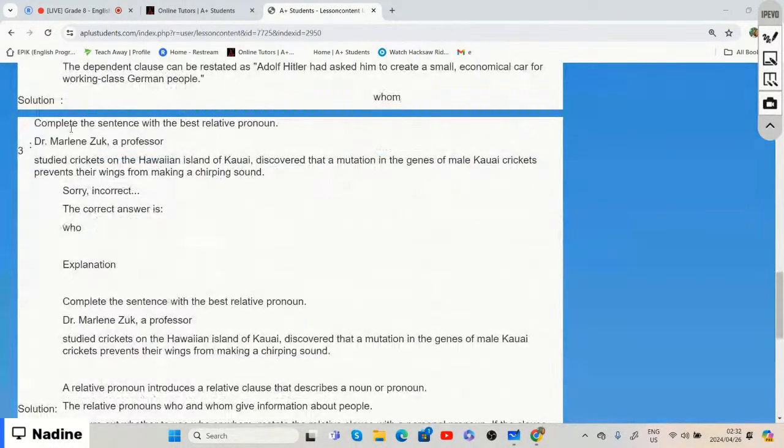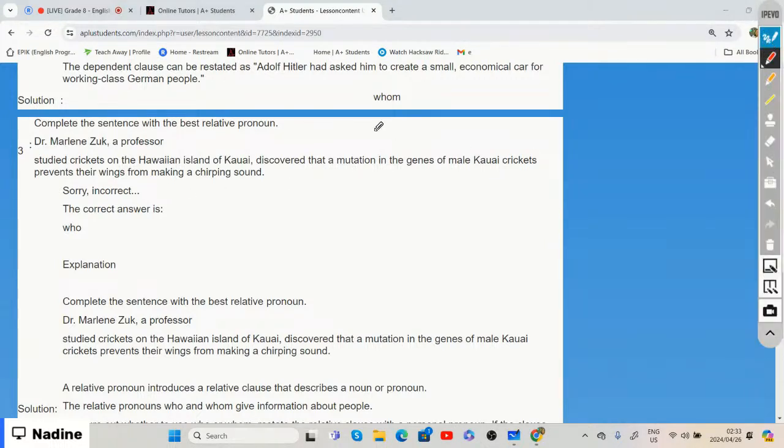All right. Dr. Marlene Zuk, a professor who studied crickets on the Hawaiian island of Kauai, discovered that a mutation in the genes of male Kauai crickets prevents their wings from making a chirping sound. So we can say, since he did it himself, we can say who. So Dr. Marlene Zuk, who is a professor who studied crickets on the Hawaiian island of Kauai, discovered that a mutation in the genes of male Kauai crickets prevents their wings from making a chirping sound.